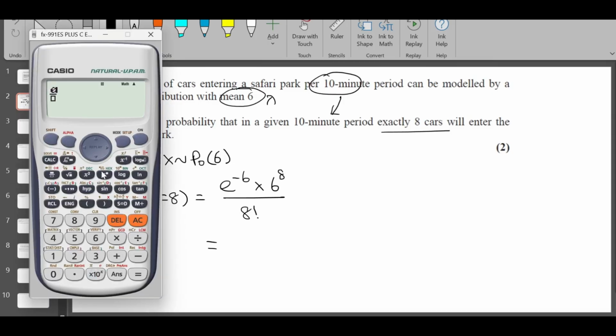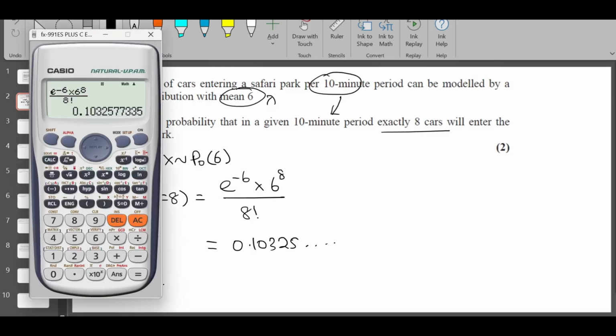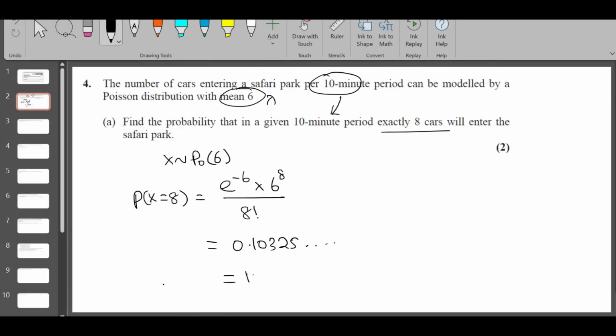So e to the power minus lambda times lambda to the power x over x factorial. 0.10325..., round it to 3 significant figures, 0.103. That's all, just a 2 mark question. Let's look at part B now.